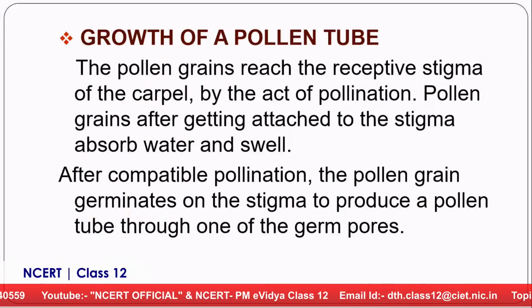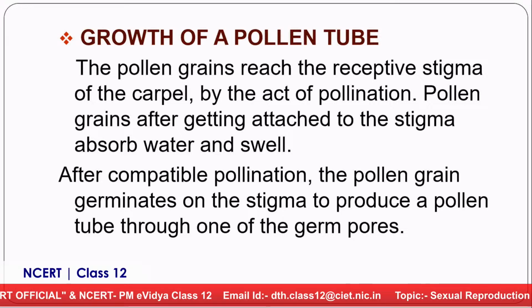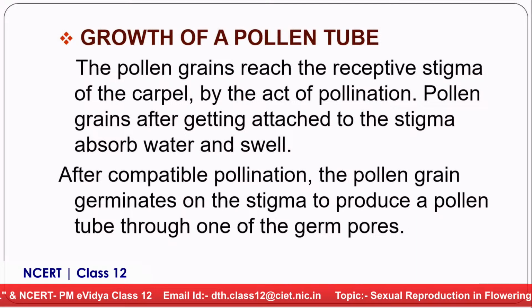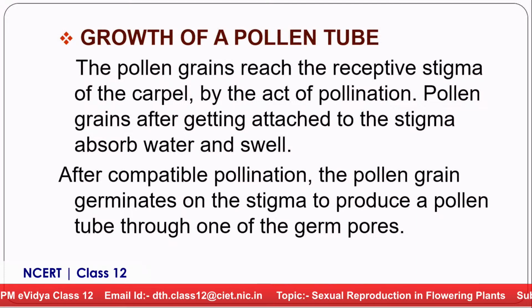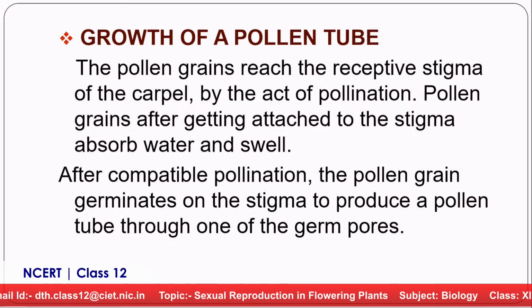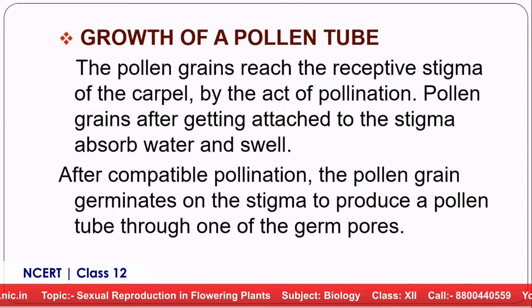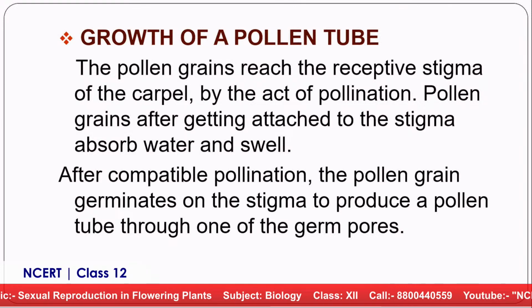Okay. So the growth of the pollen tube, as the slide says here, the pollen grain reaches the receptive stigma of the carpel by the act of pollination. Pollen grain, after getting attached to stigma, absorbs water and swells. And after the compatible pollination, the pollen grain germinates on the stigma to produce a pollen tube through one of the germ pores.